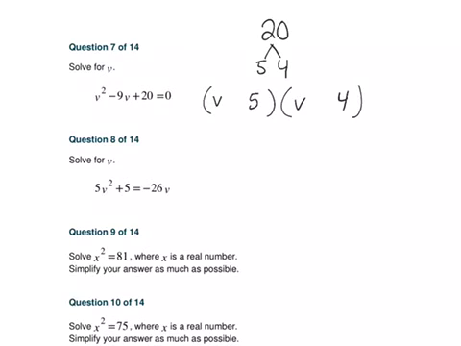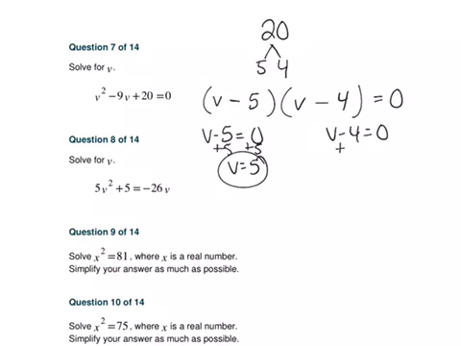So I open up my 2 sets of parentheses, put V at the front, 5 and 4 at the back, and then if I refer to my factoring cheat sheet, a minus plus is going to be 2 minuses. And now that it's factored out, I'm not quite done. My last step is I have to set each piece equal to 0. So you have V minus 5 equals 0 and V minus 4 equals 0. Add 5, V is 5 for one answer. Add 4 on both sides, V is 4 for the other answer. So there are your 2 answers for that one.